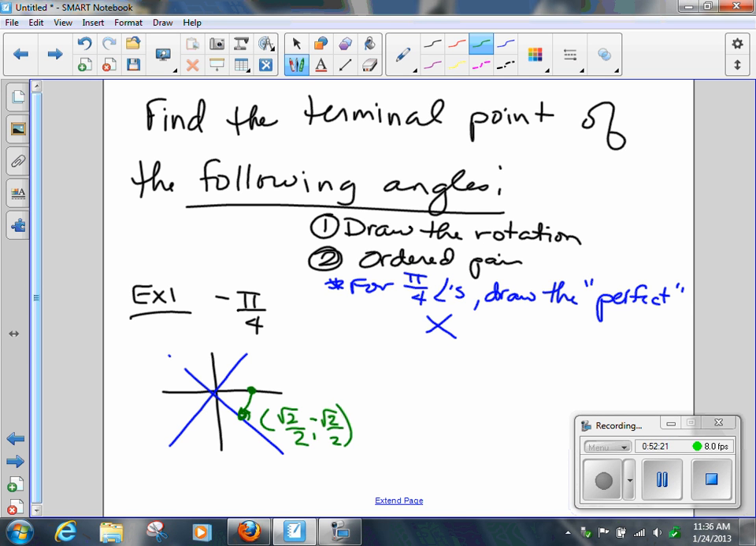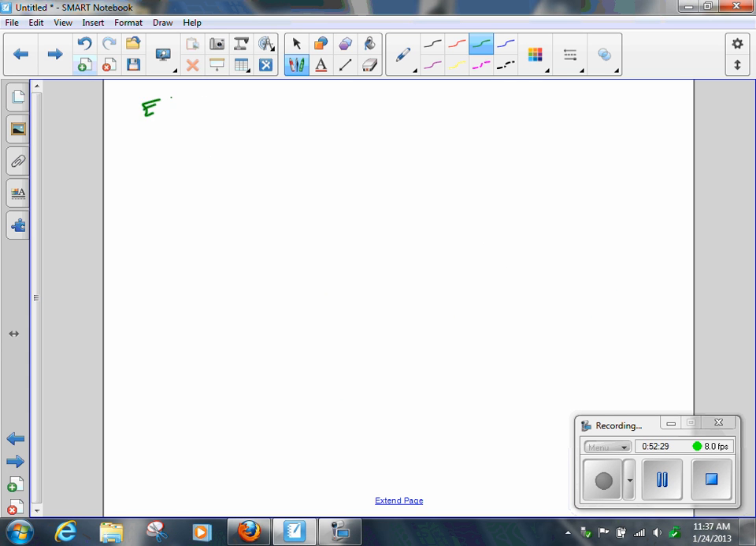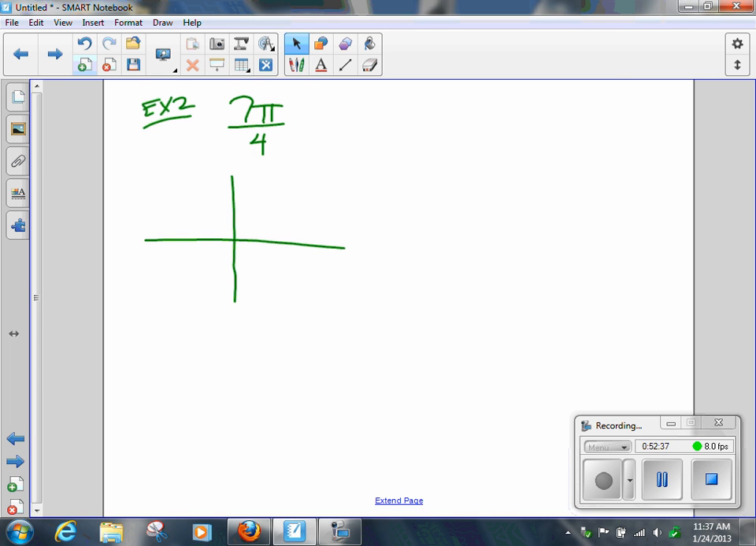One more. Can I move this page? Because I'm running out of room. All right, here's another one. I want you to graph 7 pi over 4. And determine the ordered pair, the terminal point.